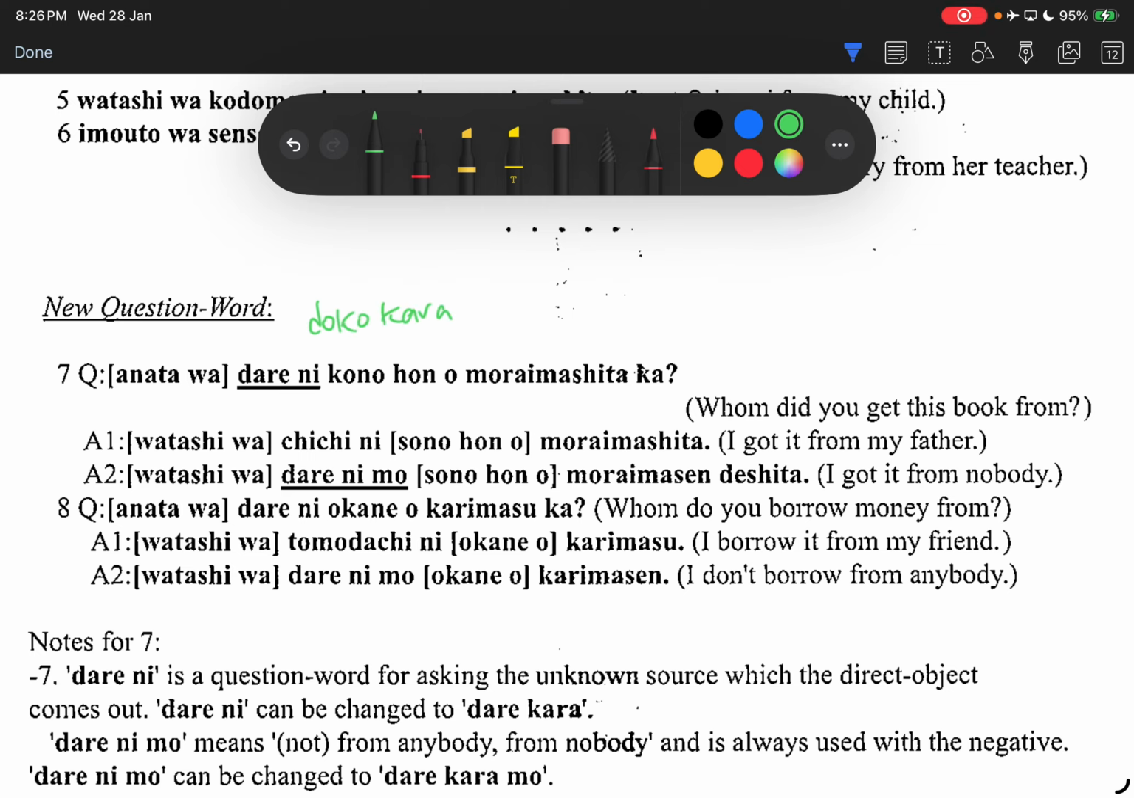Okay, if it's not anybody, then look at 7A2. A2, 誰にももらいませんでした. So 誰にも, from whom also never receive. So never receive from who. Who also never receive from. That means I never get from anyone.